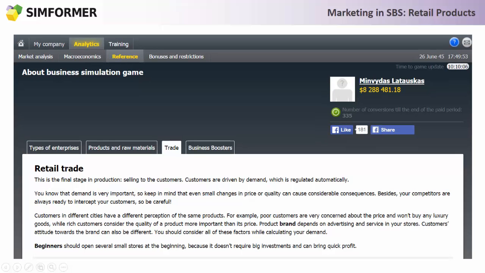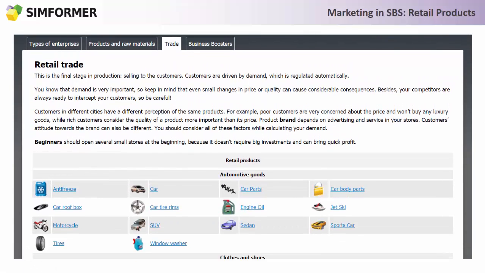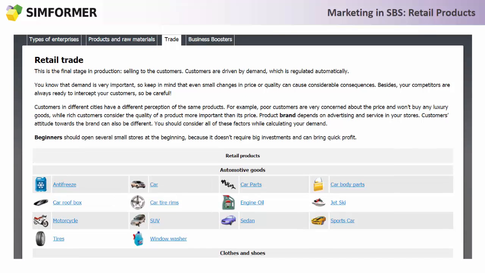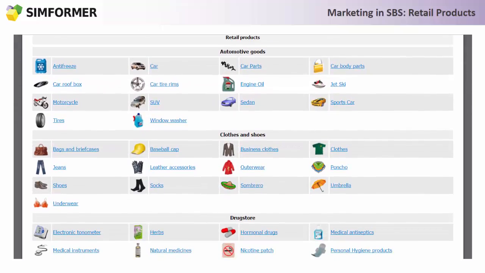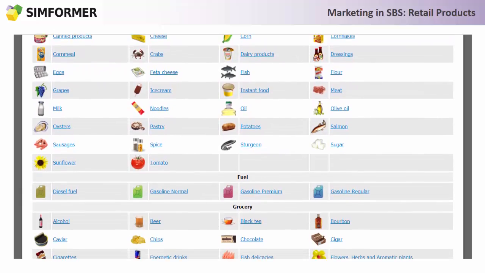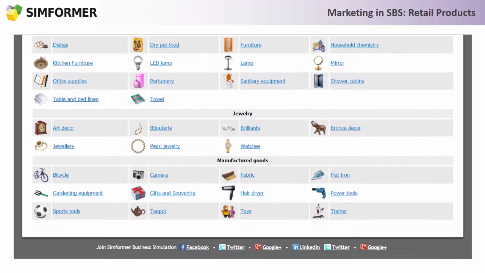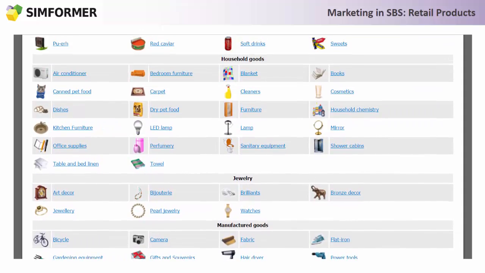In this tab, specifically in Analytics Reference and under Trade, you can find the list of all the products that can be sold in retail stores. In other words, these are the retail products. So as you can see, there are many categories and many goods.